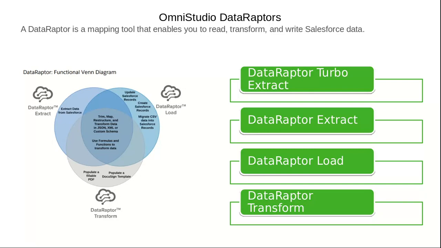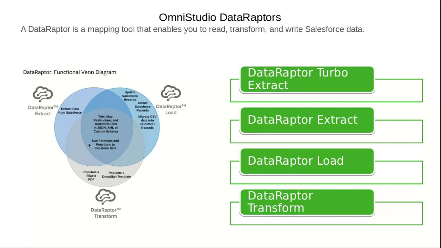Also, pay close attention to this Venn diagram. As you can see, we have the data extract, we have the data load, and the data transform, all of these three things. I didn't mention the data turbo extract because data turbo extract and data extract are pretty much the same, but I'll tell you the difference in a second. All of these share a common functionality: they use formula functions. Formula functions are pretty much what you've used in Salesforce. There's a little bit of a tweak here and there, but it's pretty much the same.